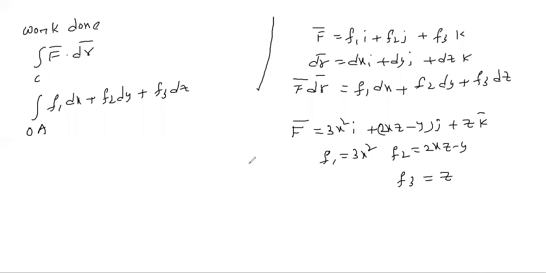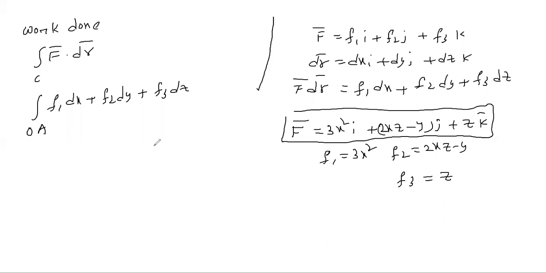So now from the question, what is f1? f1 is 3x square, f2 is 2xz minus y. Next, f3 is z. Substitute that here.